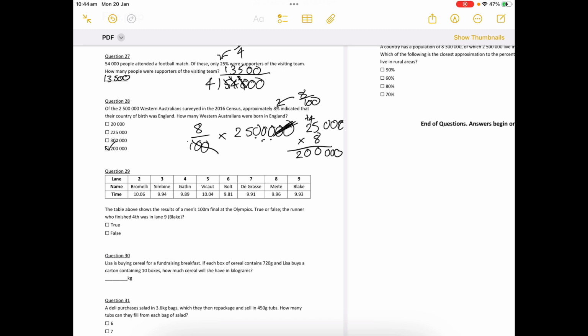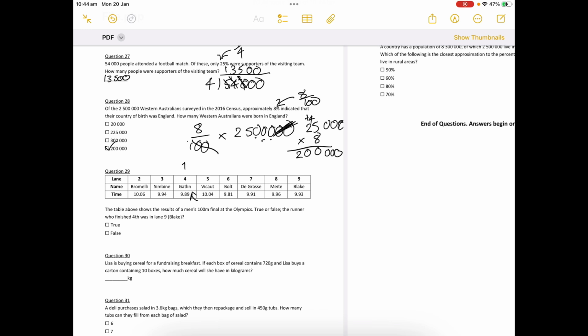Right. 29. The table above shows the results of the men's 100-meter final at the Olympics. True or false, the runner who finished 4th was in lane 9. Okay, so that means I need to figure out the order that these runners finished. So let's figure out who ran the fastest. I'm looking for the smallest number. Alright, so lane 4. This person came first.